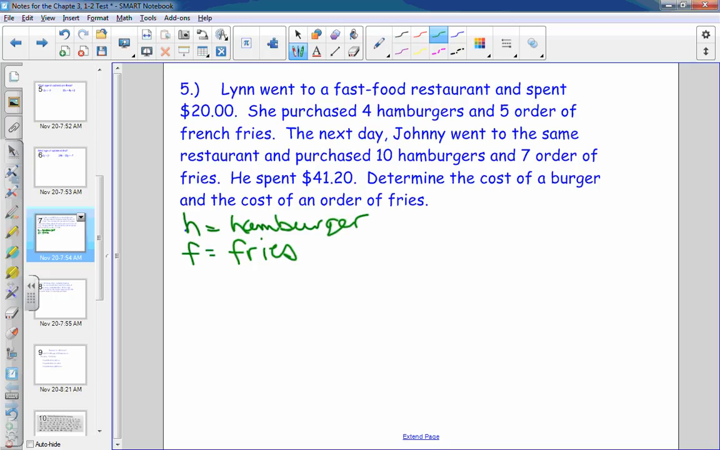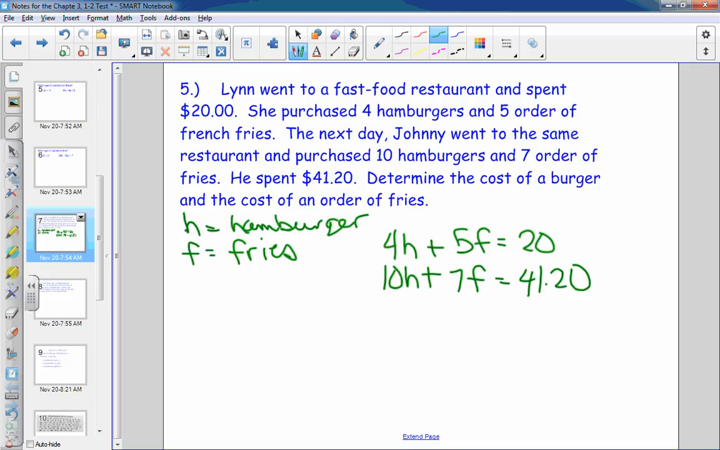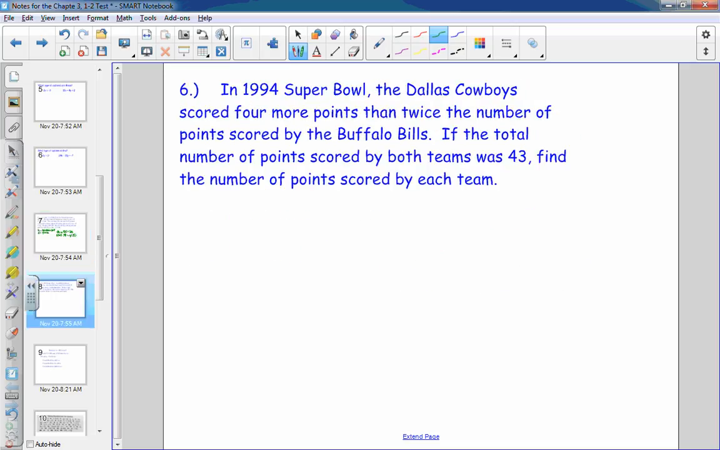So we're going to first look at Lynn and how much she spent. Well, she spent $20, and what did she purchase? 4 hamburgers, so that's 4H, plus 5 orders of fries, so 5F, and that had to equal a total of $20. Then Johnny came the next day, and how many hamburgers did he purchase? 10 hamburgers, and then 7 fries, and he spent a total of $41.20. And from there, you guys can go ahead and finish the problem yourself, but I just want to make sure that you understood how to get the equations. So one more time, and I know we went over some of these in class the other day, but I want to make sure that you're ready for the test.